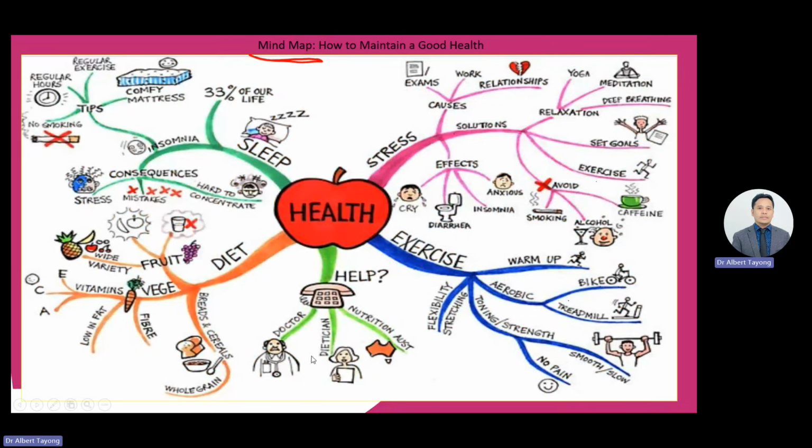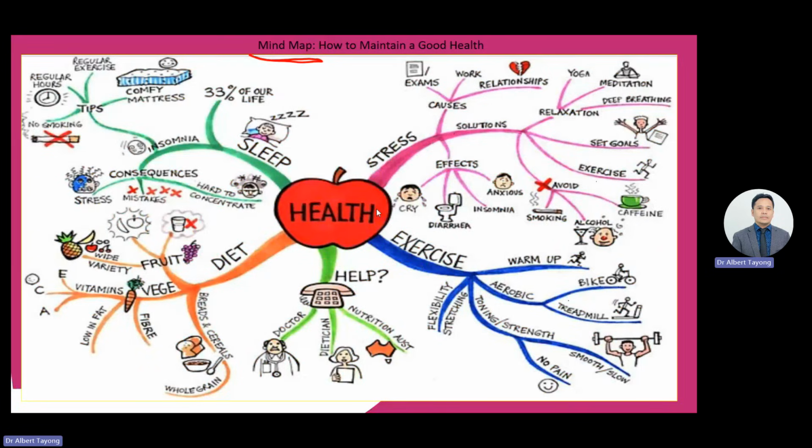In terms of health, you can talk about doctors, you can talk about dietitians, nutritionists, for example, and diet. These are just some of the things that can be talked about: vitamins, fiber, veggies, fruits, and things to avoid. Sleep talks about regular hours, regular exercise, some tips, no smoking, and some consequences here of lack of sleep. So these are just some creative ideas about maintaining or improving your health, right? You can have your own ideas.